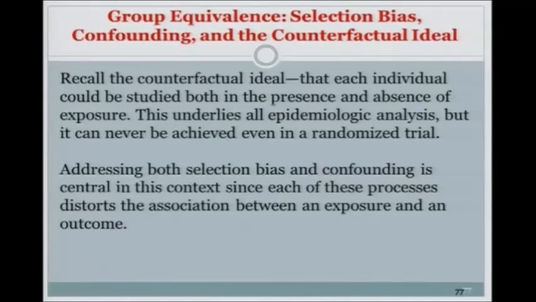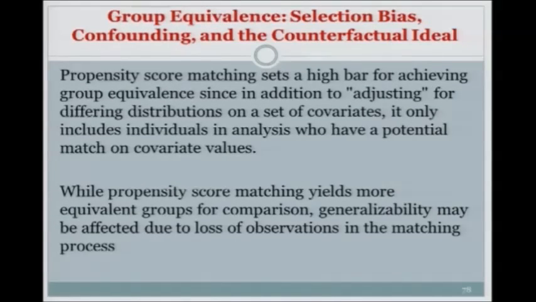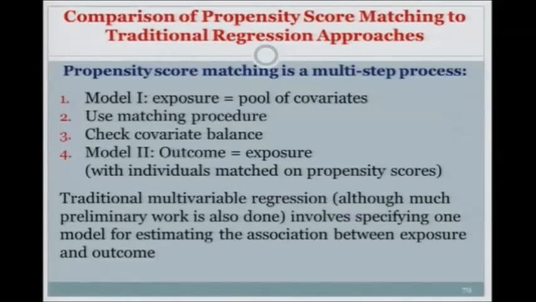So recall that counterfactual ideal, that each individual could be studied both in the presence and absence of exposure. This becomes more explicit when you go through this process, right, that you're comparing apples to apples. It sets a high bar, and it yields more equivalent groups for comparison if you do exclude those who are outside of common support, either by matching or explicitly doing that if you're going to use the propensity score in a different way. But the generalizability is then affected. It's only the average effect of the treatment among those who got treated, among those who had a high probability of being in the program, right?